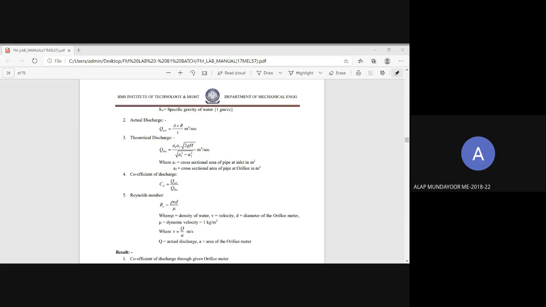So CD is coming as 0.066. You should get 0.66. Oh, okay. You check it out. That's why I said you have to convert units properly. Suppose you get 0.66, it is correct. Where have you done anything wrong?